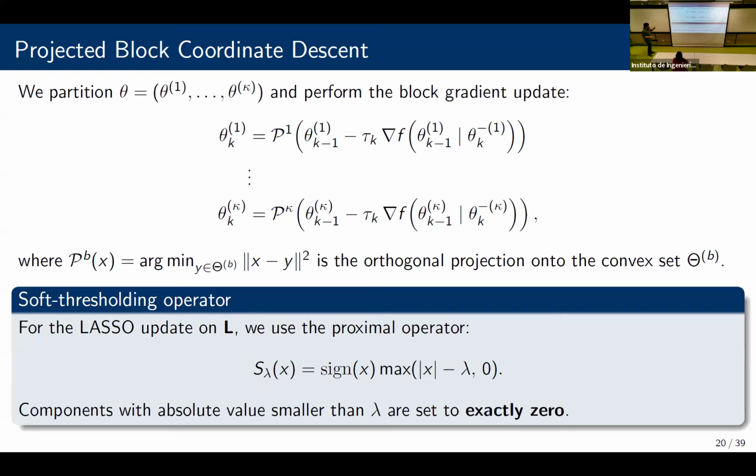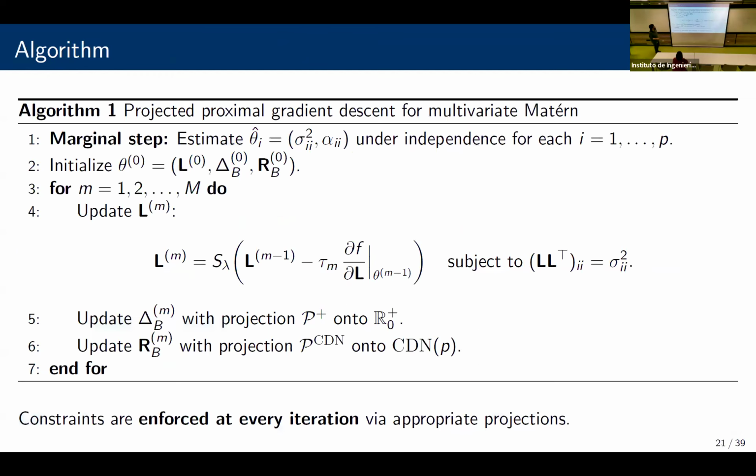The good thing is that since all the spaces I'm using are convex, I can compute the projections. And if I cannot compute them explicitly, I can do numerical approximations of them. So this is the good part. For instance, for the lasso updates, we have the soft thresholding operator. That's how it works. So then the algorithm is summarized as follows.